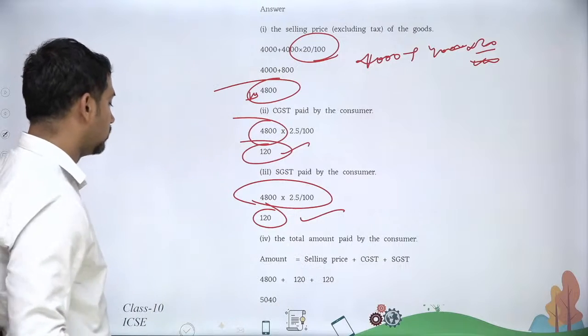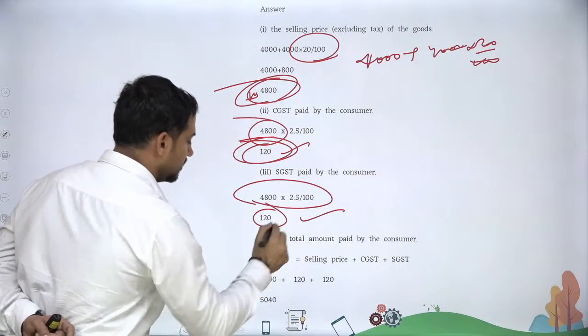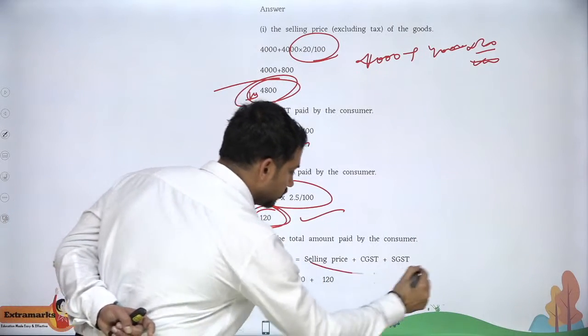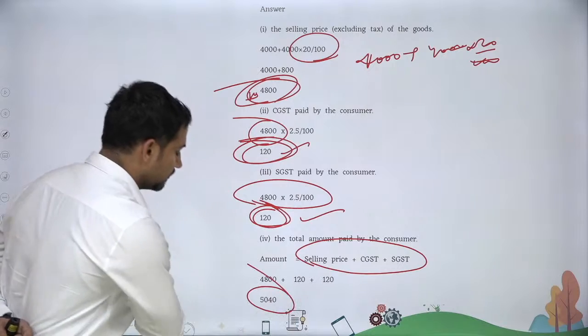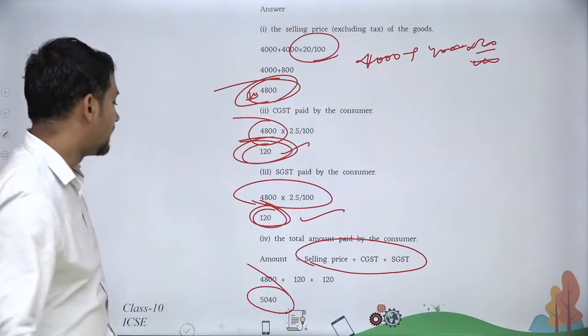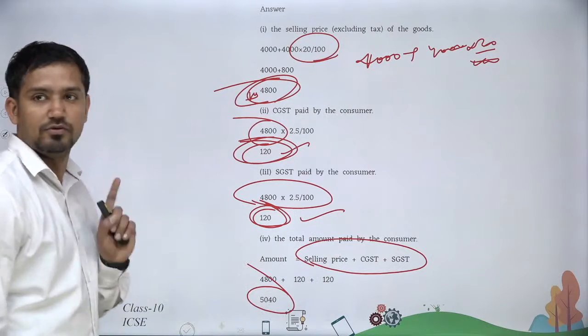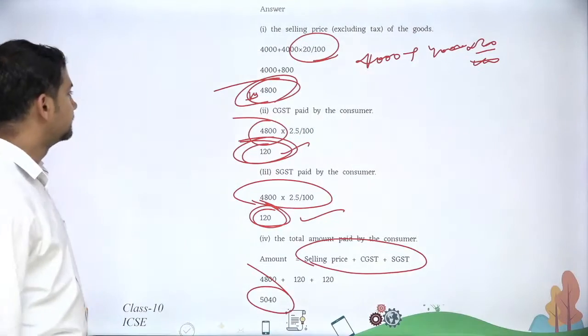And the total amount, what should the total amount paid by this be? 4,800 plus 120 plus 120. This should be equal to 5,040 rupees we have to pay. Okay. The final amount paid by the consumer is 5,040 rupees. Okay. Now come to the next.